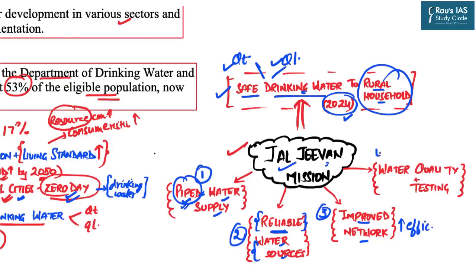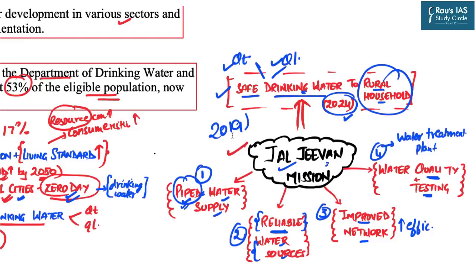The fourth important component is water quality as well as testing. This scheme is also based on increasing the water treatment plant infrastructure. So at the village level, there will be small or large water treatment plants depending upon the population size of several villages as well as Gram Sabhas. So these are the various objectives of this mission and components.